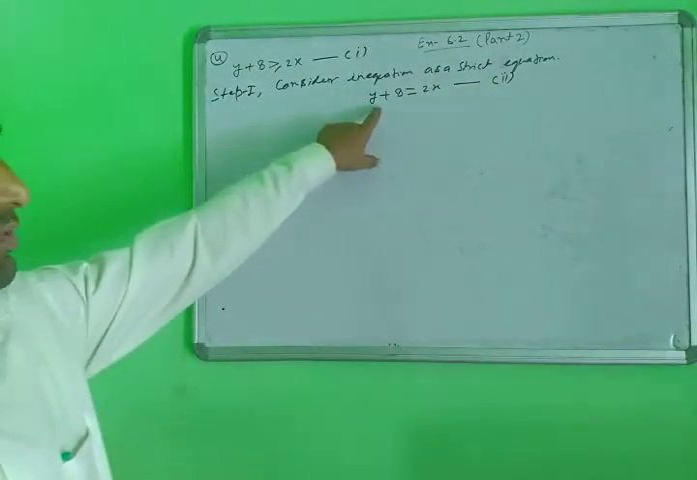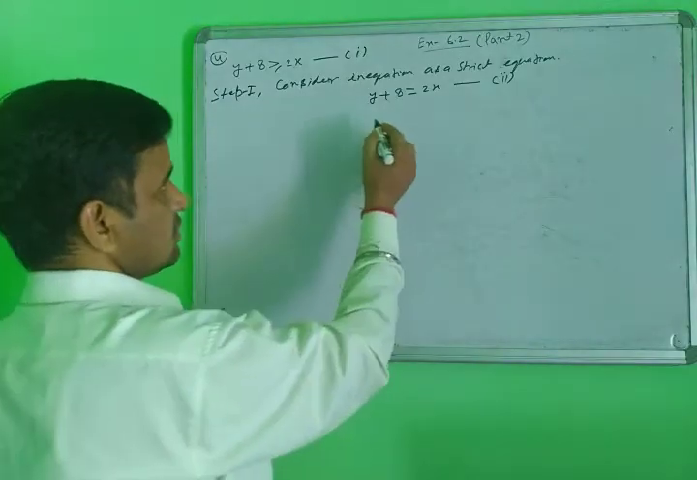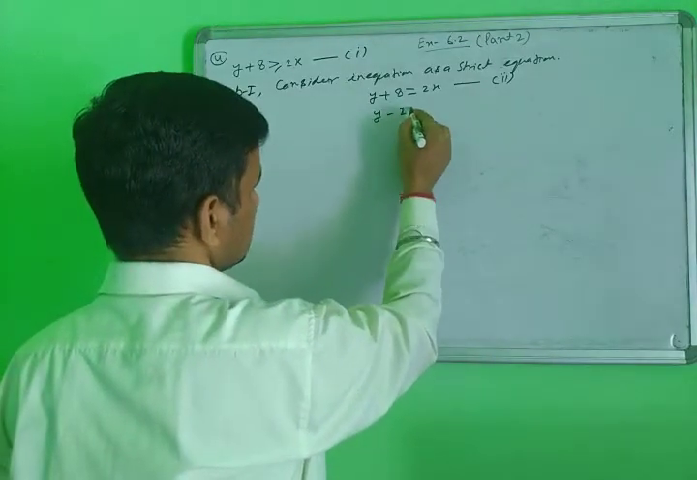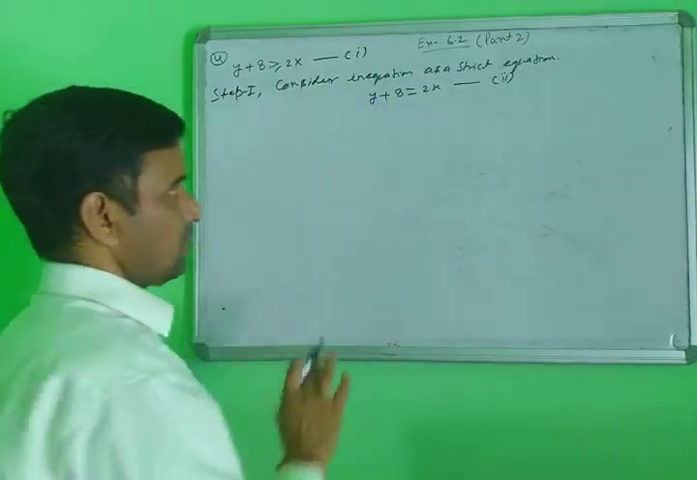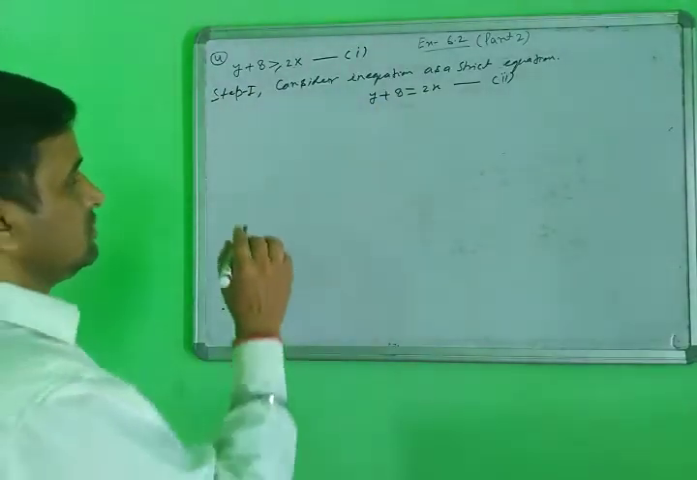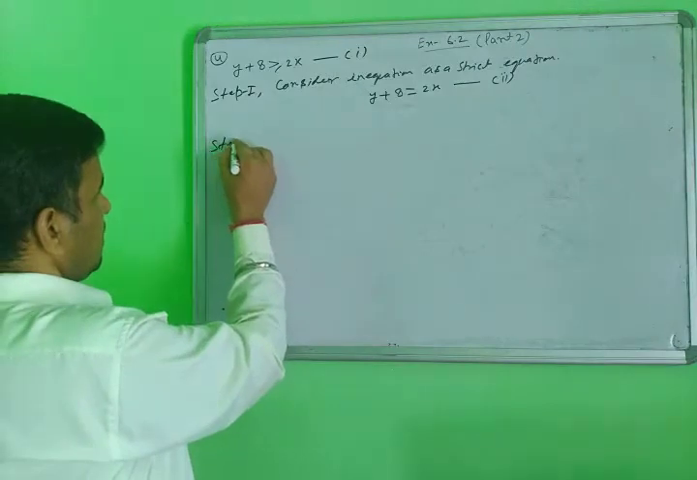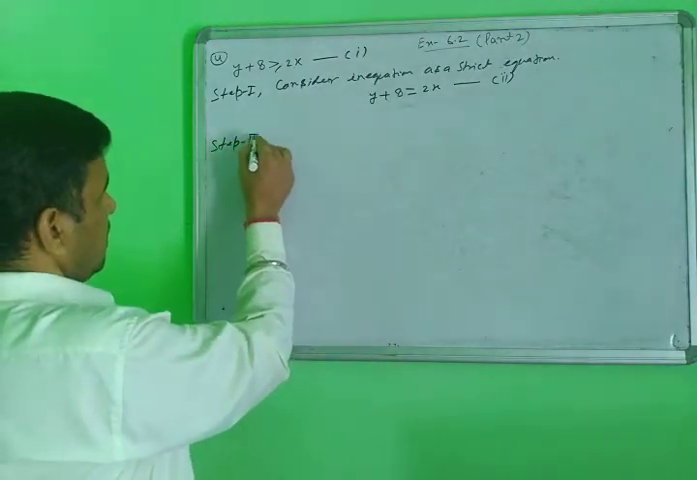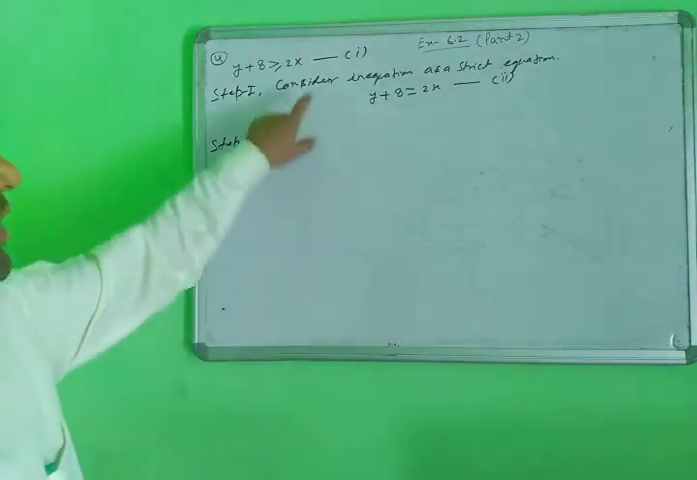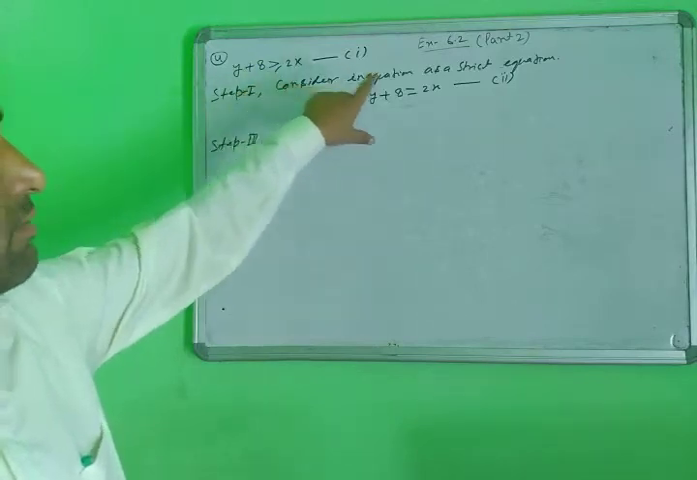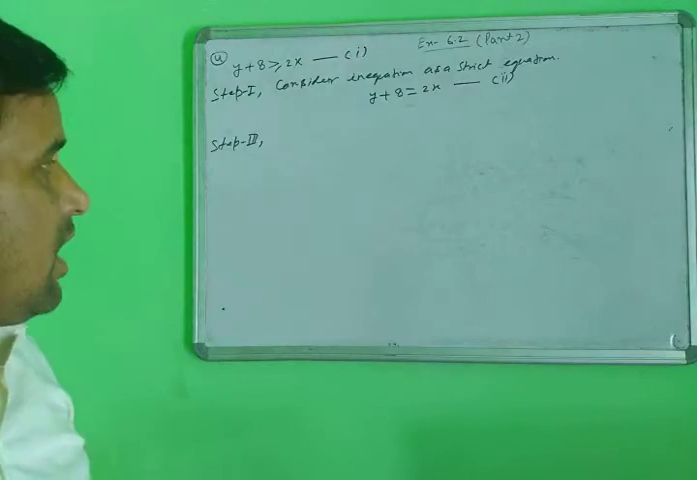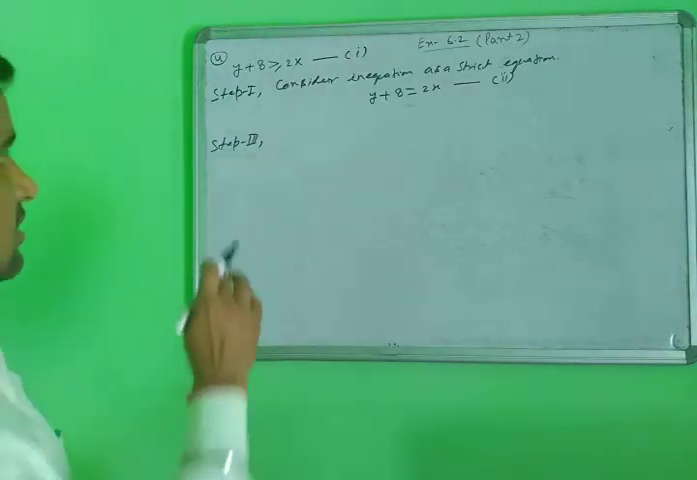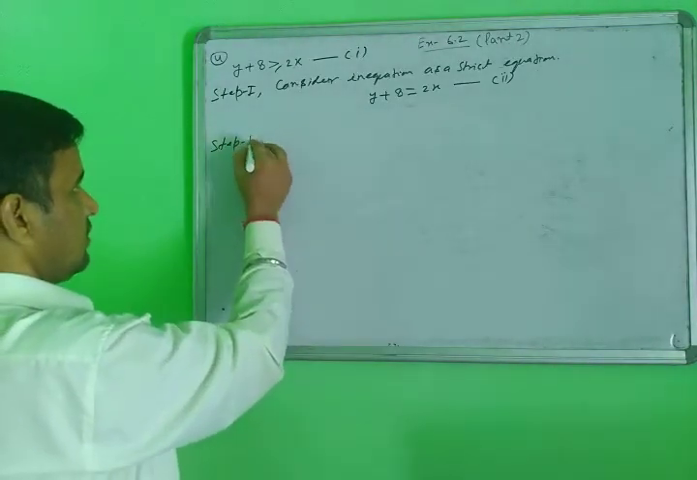This is your second equation. Suppose you are changing this, this does not matter. Y minus 2x, okay, you write x, no problem here. Step first: convert the inequality into equation form. Step third here, step second here.